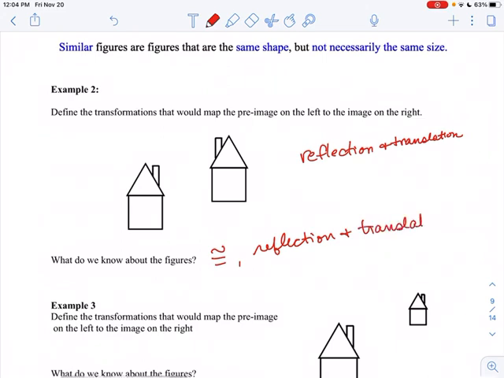So this is what we talked about back in Unit 2 and Unit 3. Reflection and translation are both rigid motions. They preserve the length and the angle measure, but the length is more what we're going to be focusing on here.